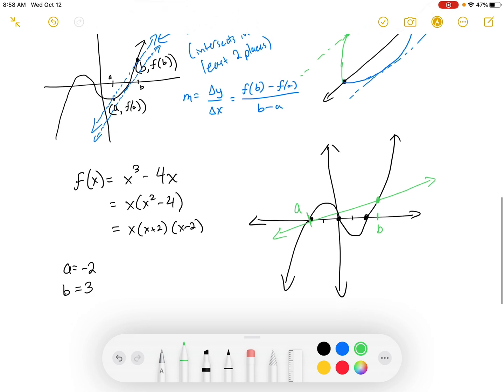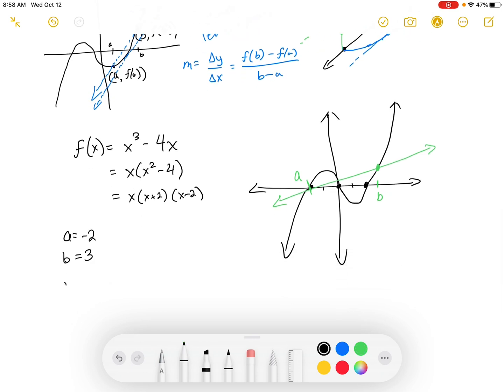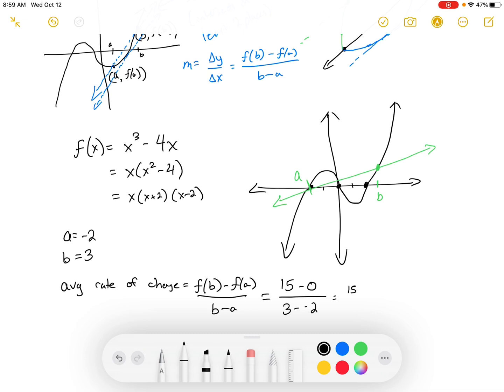So let's first find that average rate of change. The average rate of change is f of b minus f of a over b minus a, right? Change in y's over change in x. Of course, if I plug in b for this thing, I get 27 minus 12, that's 15. We know f of a is just 0. And on the bottom, I would get 3 minus negative 2. So I get 15 over 5, or just 3.